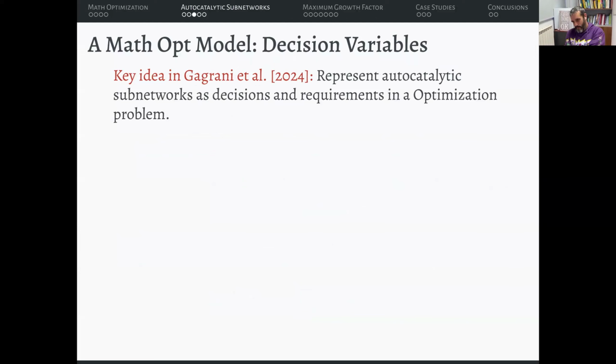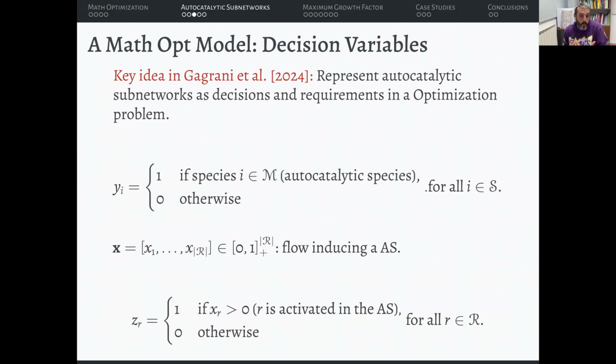So something that we found some years ago is that we can represent these conditions as a set of equations that can be incorporated into an optimization problem. If we use the decisions that we need to make, we have a chemical reaction network, and the decision is to select which are the species in the autocatalytic set, and which are the reactions that we want to select from the whole chemical reaction network.